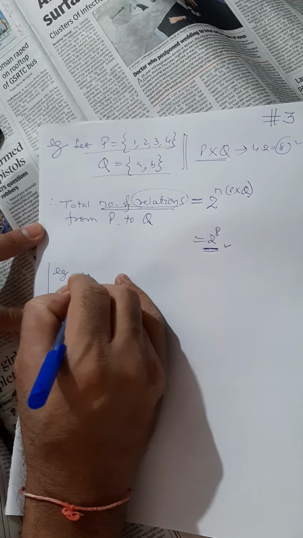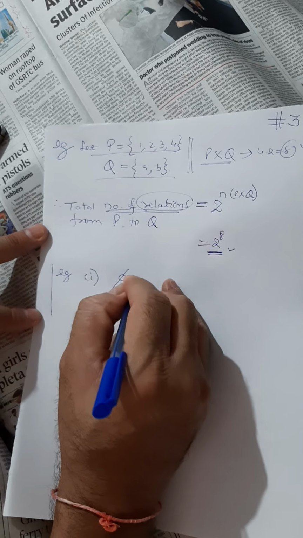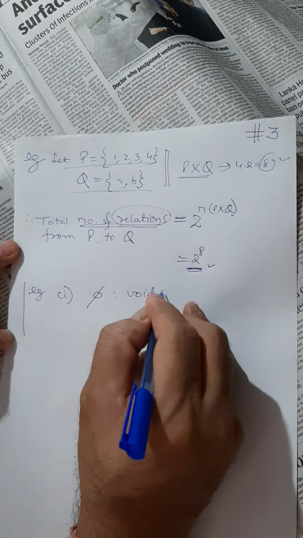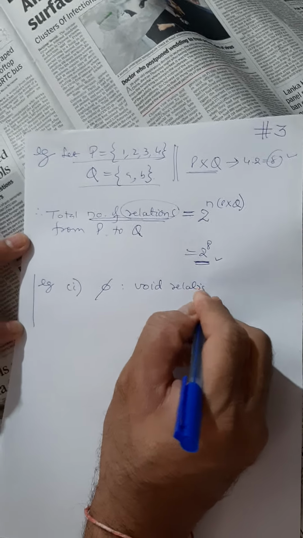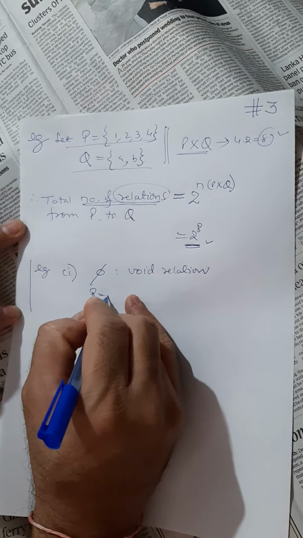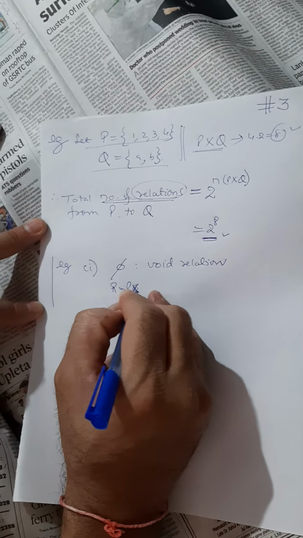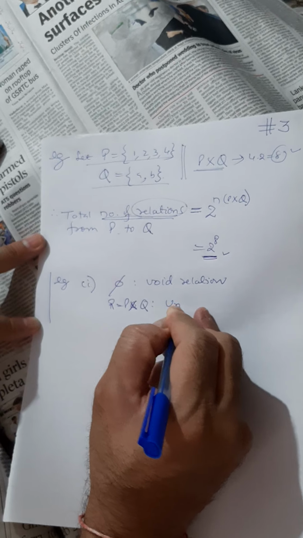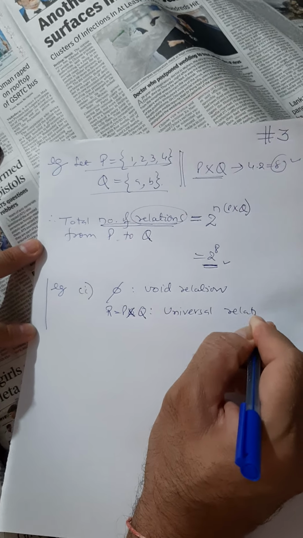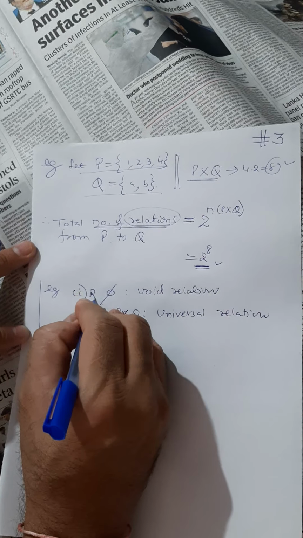For example, here is one relation, the empty set. This is a subset of P cross Q. This is the void relation. Then the second relation you can list is R equals to P cross Q itself. P cross Q itself. This is the universal relation.